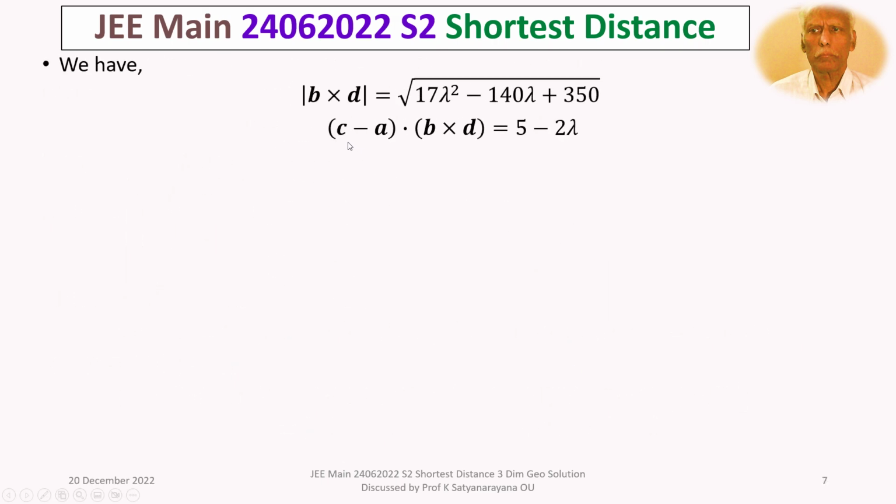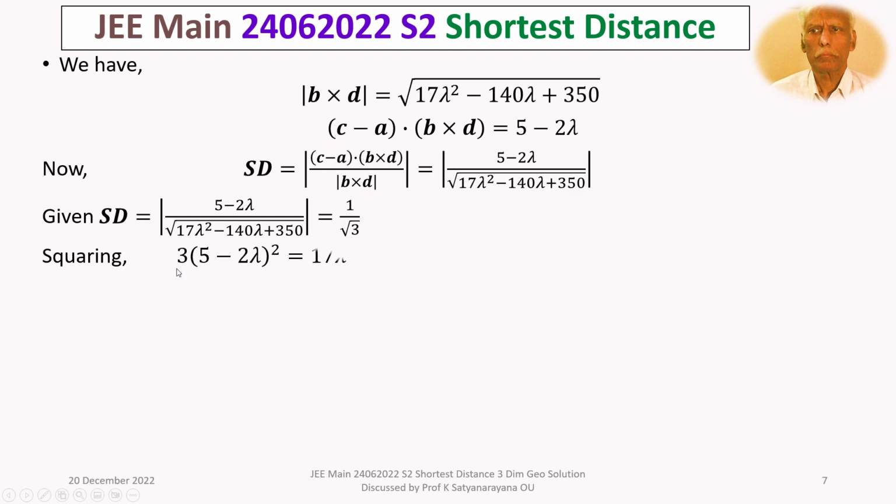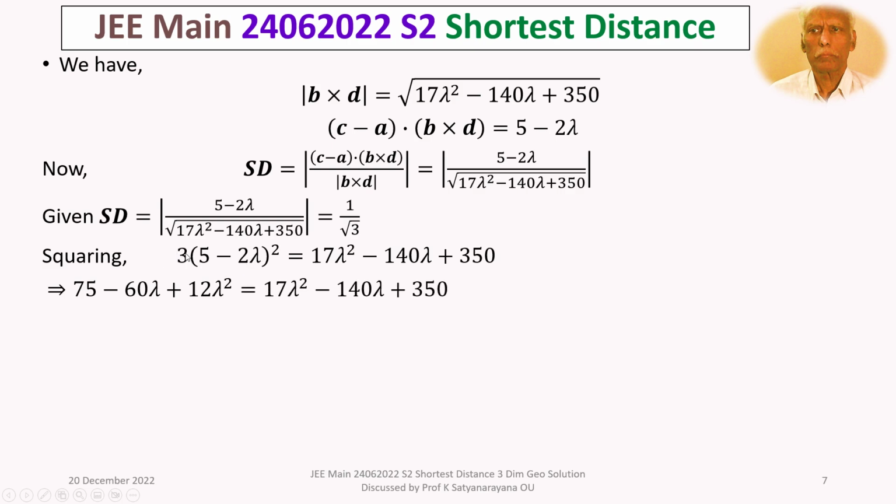Now we go to the shortest distance formula and substitute. It is given by modulus of c minus a dot b cross d, that we have calculated, 5 minus 2 lambda by mod of b cross d, that is the square root of 17 lambda square minus 140 lambda plus 350. But it is given shortest distance is 1 by root 3. Now squaring and cross multiplying, we get 3 times (5 minus 2 lambda) whole square is equal to 17 lambda square minus 140 lambda plus 350. Now square and multiply by 3, then we get 75 minus 60 lambda plus 12 lambda square is equal to the right hand side as it is.